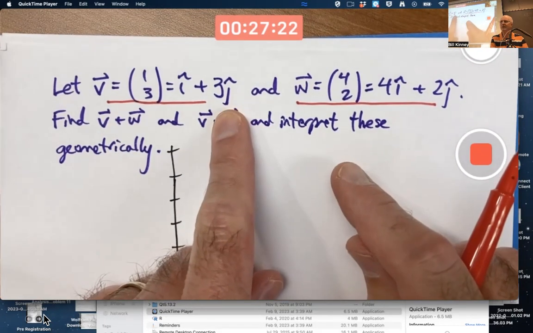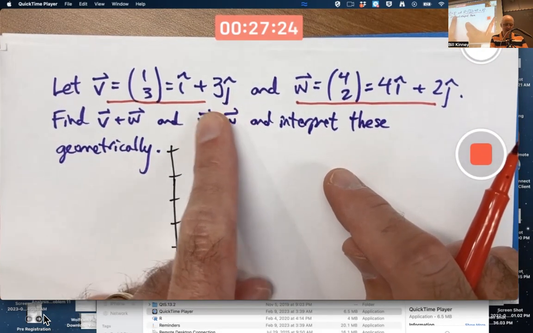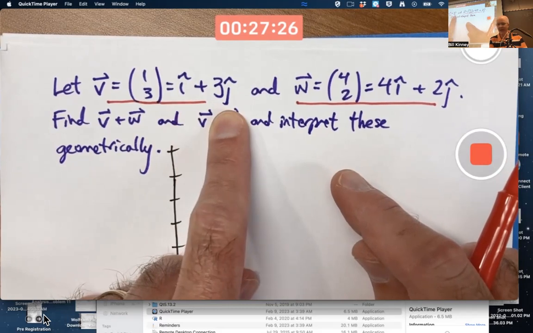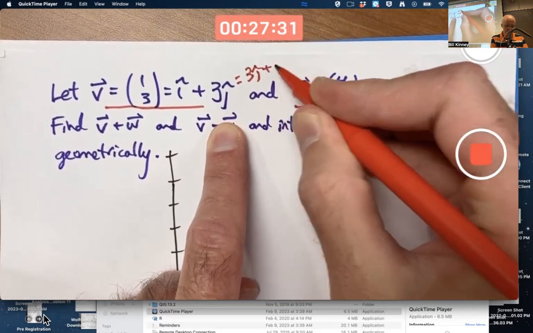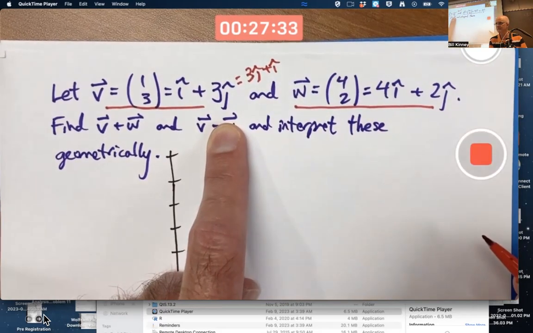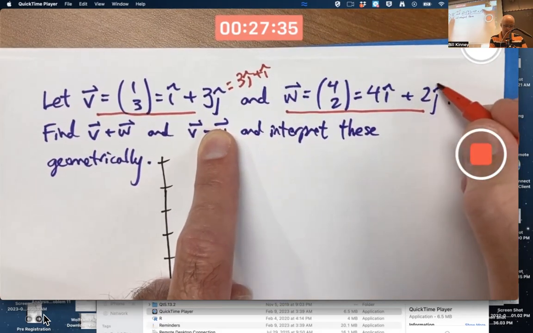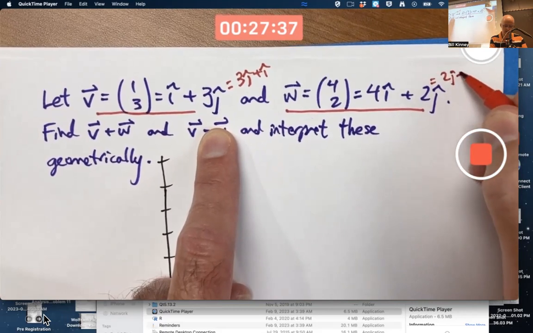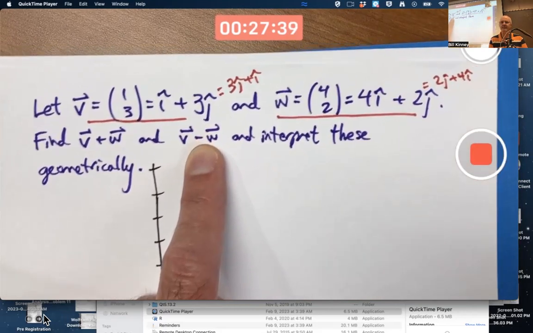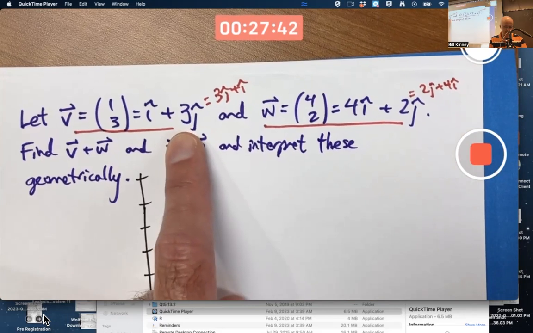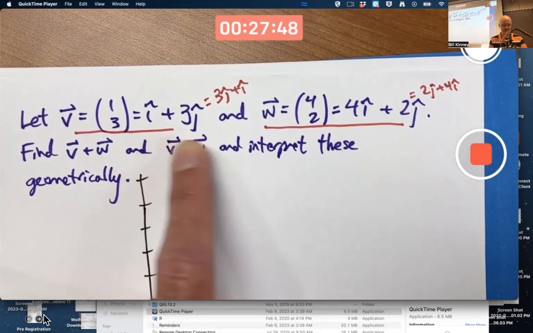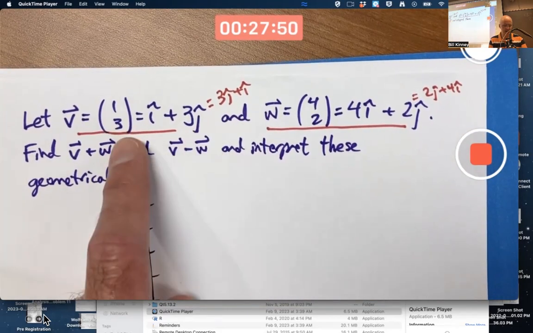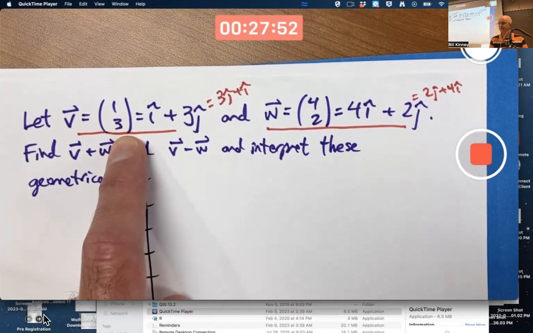With the i hat and j hat notation, you don't have to put the i hat term first and the j hat term second. I could write this as 3j hat plus i hat, and it's the same vector. I could write this one as 2j hat plus 4i hat. It is important that, like for this example, the 3 goes in front of the j hat and the 1, which I didn't write, goes in front of the i hat. That is important, but it doesn't matter which order you write them in. Here again, in column vector notation, it does matter.